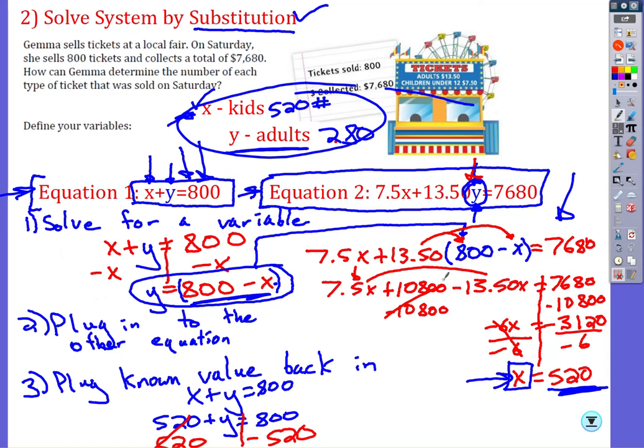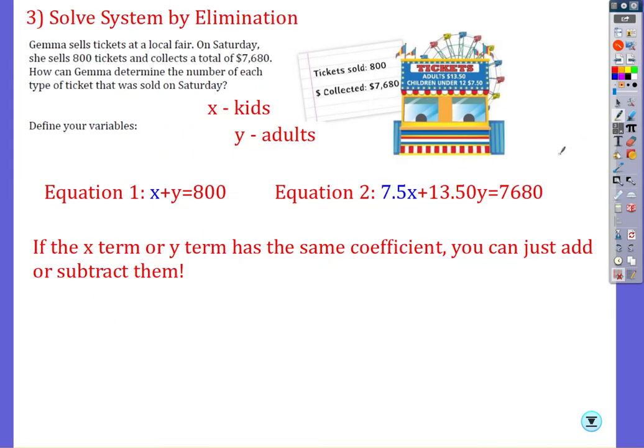This method is called elimination. So here, we've got our equation 1 and we've got our equation 2. So the name of the game here is, using the properties of algebra, if the x or y term have the same coefficient, and what I mean by coefficient is, if I look at the x term here, the coefficient is 1, it's just 1x. And if I look at the coefficient over here, it's 7.5. If they have the same coefficient, you can just add and subtract them and do the same thing of getting rid of a variable. So I'll show you how that works.